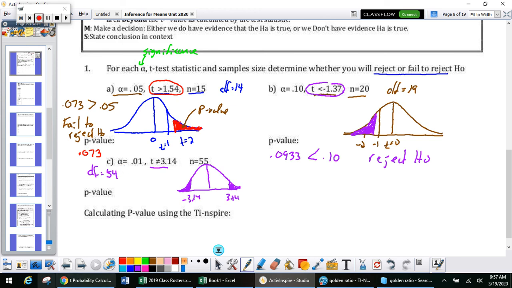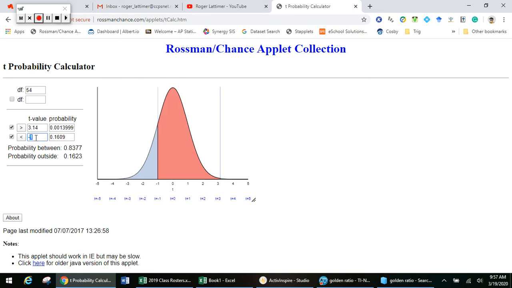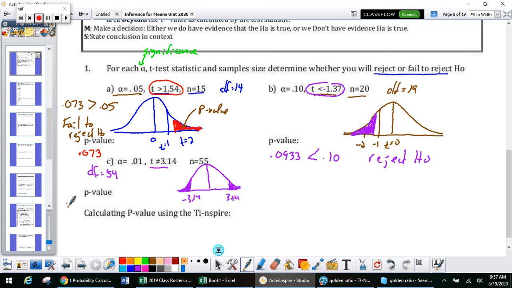So when I come back to my probability calculator, we've got 54 degrees of freedom. We're going to go to 3.14, and we want to find greater than that on one end, which is tiny. Then I'm also going to add in negative 3.14. Now, you might be sitting there at home saying, wait a second, couldn't we just have taken this one and doubled it? And you'd be exactly right. So the probability outside is 0.0027, and that's the p-value in this case, 0.0027.